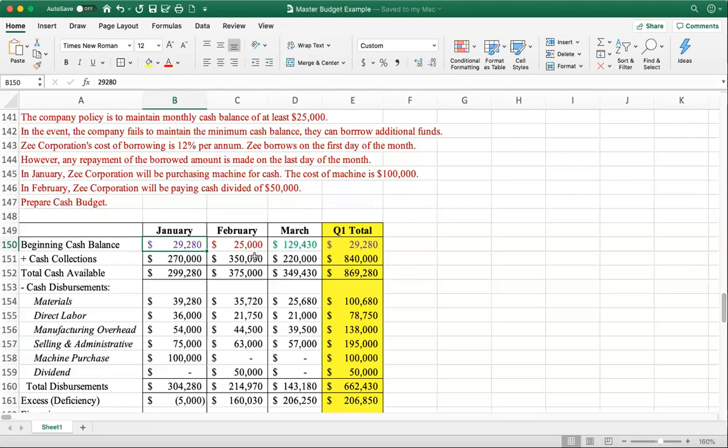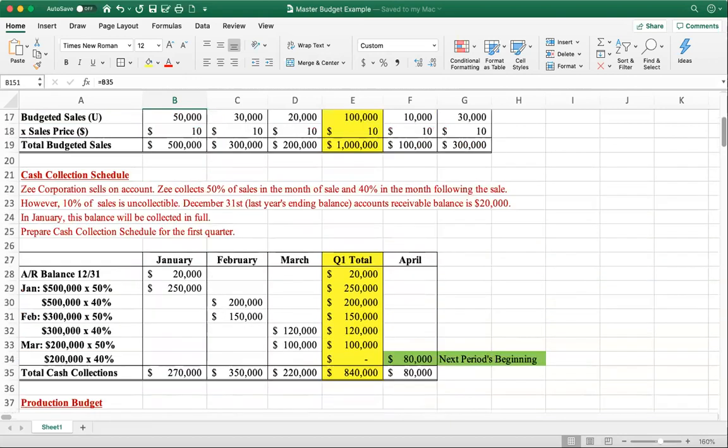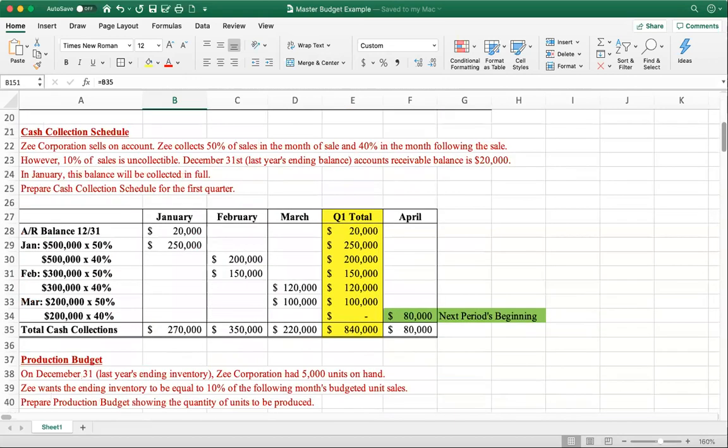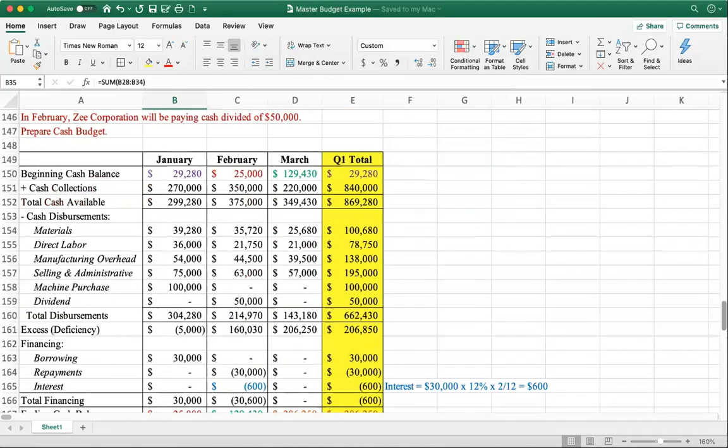First thing is we have a beginning cash balance, but then we have a cash collection. Cash collection comes from your cash collection schedule that we prepared after we prepared the sales budget. So 270,000 is January's cash collection. If you go back to your cash collection budget, it will show that you are receiving 270,000 in January. So that's cash collection: 270,000 for January, 350 for February, 220 for March. Those items are coming from your cash collection budget right there.